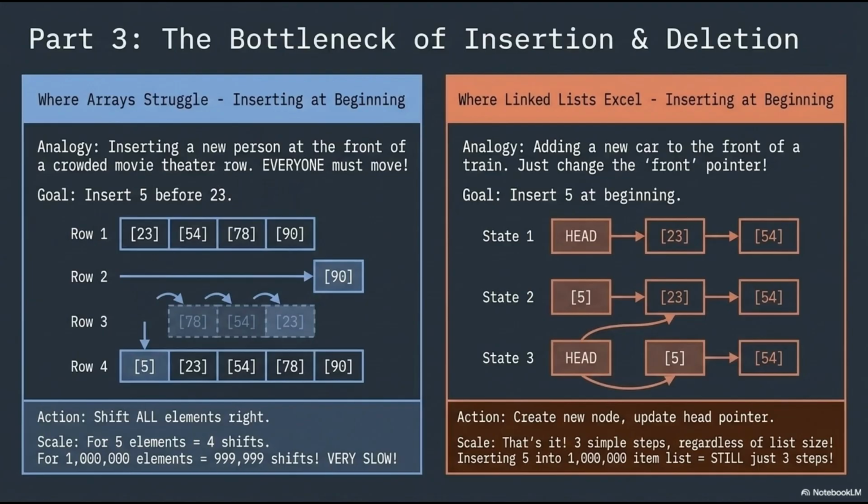You just drop the new node into literally any available spot in memory and change the front pointer to hook it up. The rest of the train doesn't move an inch. The whole thing happens in constant, O of 1 time.